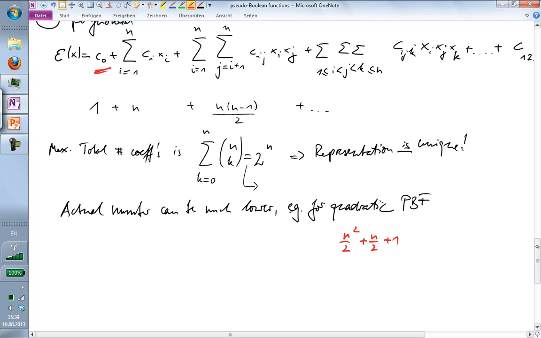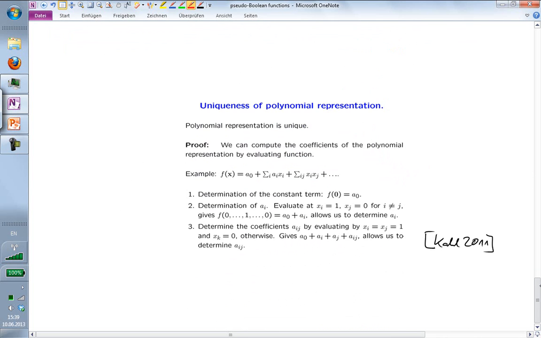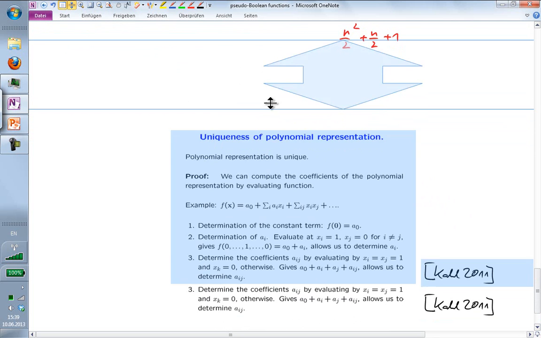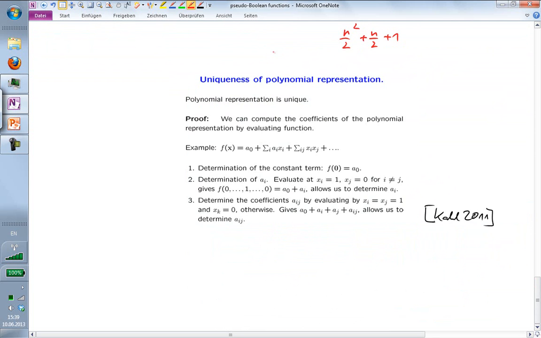And I have a slide here from Fredrik Kahl, from a PhD course that he has given, which summarizes how to find these coefficients. It's like solving a triangular system of equations. So first you solve for the constant term, and then you solve for the linear terms, and then the quadratic terms, and so on.